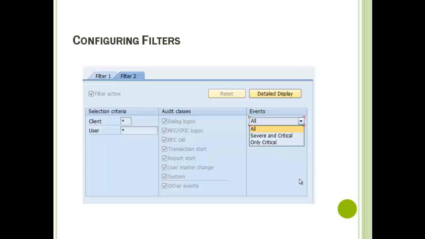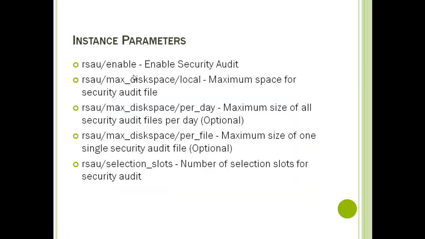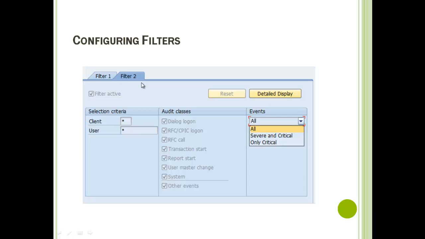The next topic is configuring filters. In these filters, we can configure what needs to be audited. For example, here let's say we have filter 1 and filter 2. These are called the slots. We saw some parameters in our previous slide. Let's say we have RSAU/selection_slots. This is the number of selection slots for the security audit log. By default this is 2. We can increase the selection slots. This is the parameter which is related to the number of slots.